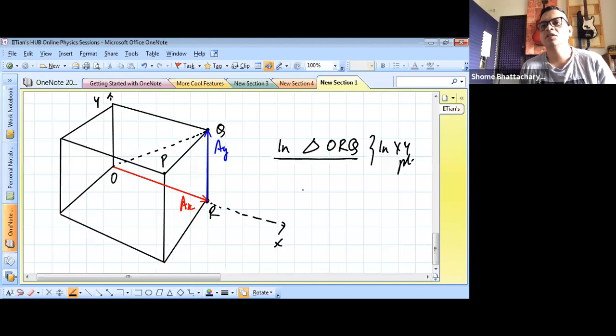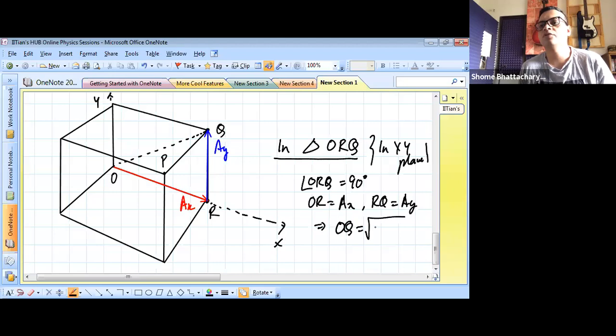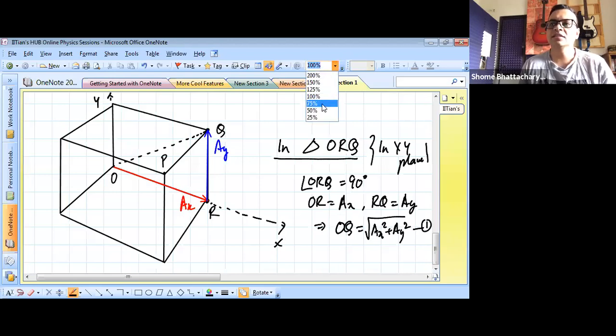You can see that angle ORQ is 90 degrees. OR is of length AX, and RQ is of length AY. So by Pythagoras theorem, what will be the length OQ? It will be square root of AX square plus AY square. So let us say this is our equation 1. Just understand this and make a note of this first.